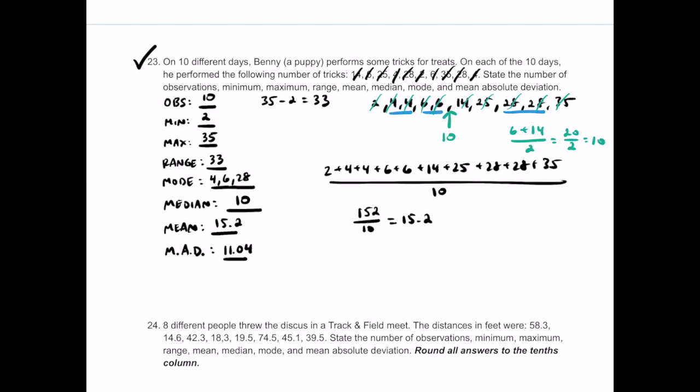Okay, so that is 23. Okay, moving on to 24. If we take a look at this one, we can really see what's going on with 8 different people who are going to throw a discus in a track and field meet. The distances were 58.3, and so on. Okay, so we have all these distances. And we're going to round all answers to the tenths column, so that way we don't have to deal with too many values.